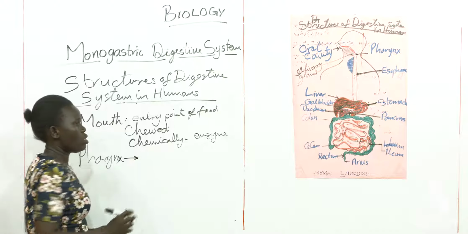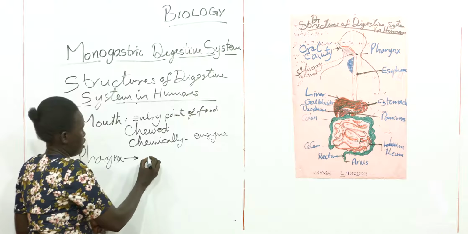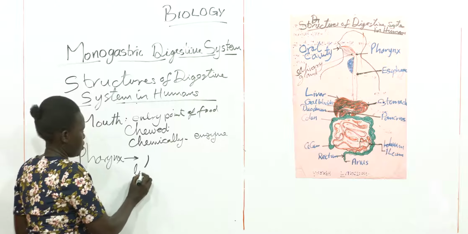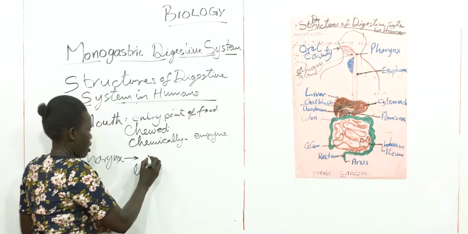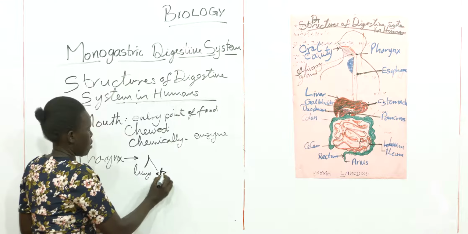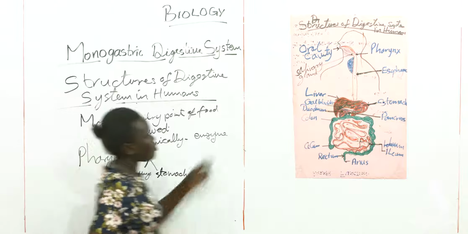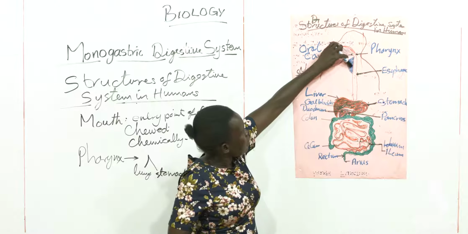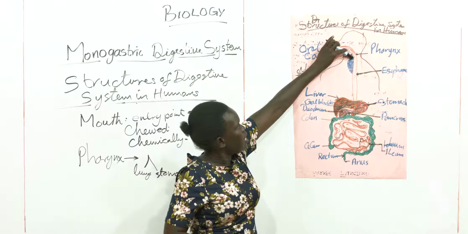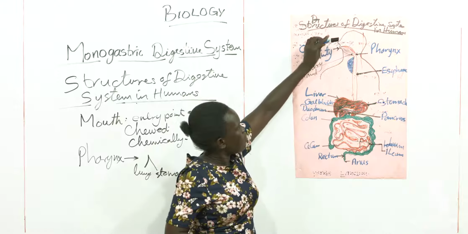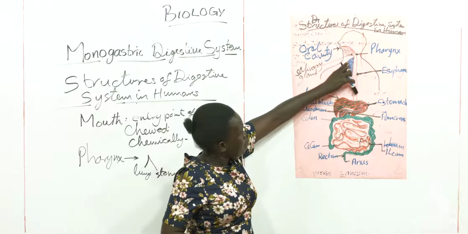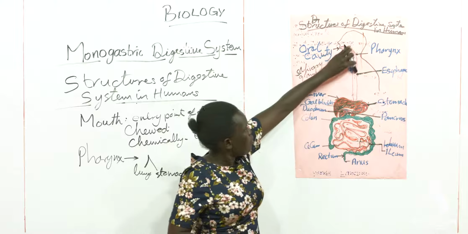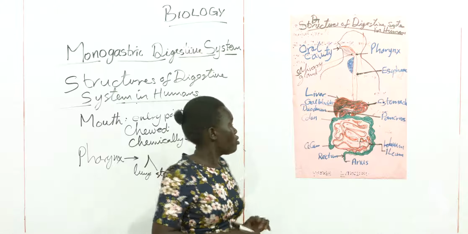Pharynx has two open ways. The first way, coming like this, leads to the lungs. The other way, coming like this, leads to the stomach. Have you seen? The pharynx here divides itself. Coming this way, this is coming to the lungs. That means this is the airway. While this one here is entering into the stomach, this is the passing way of food.